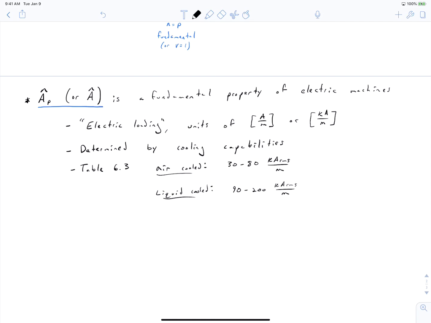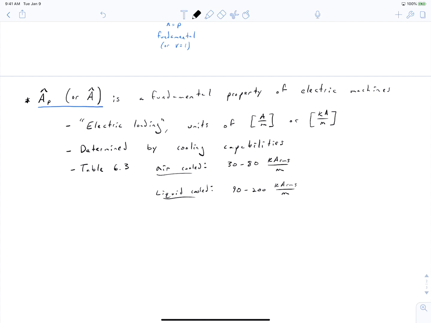So why do we care about this? Well, we're going to show you in a later video that electric loading and your magnetic loading, that is your magnetic field in your air gap, are directly related to the torque capability of your electric machine. And when you're a designer, you're going to start with an inverted problem. You're going to be told that you need to achieve a certain power rating at a certain speed, which tells you that you need a certain torque rating.